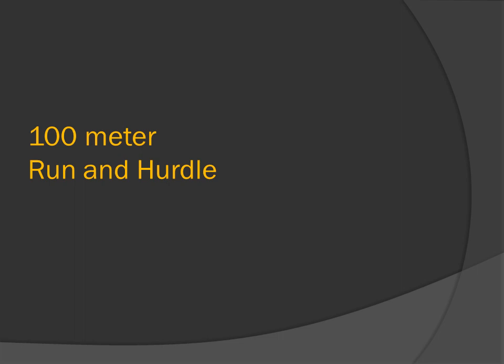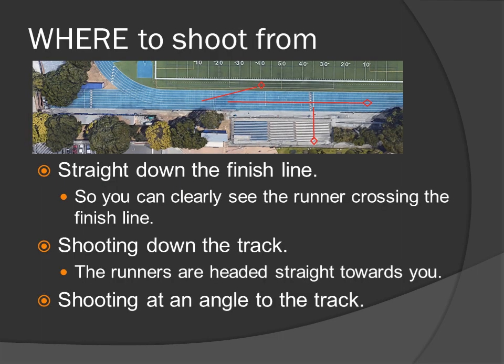100-meter, run and hurdle. Where to shoot from: straight down the finish line so you can clearly see the runner crossing the finish line. Shooting down the track, the runners are heading towards you, and shooting at an angle to the track.